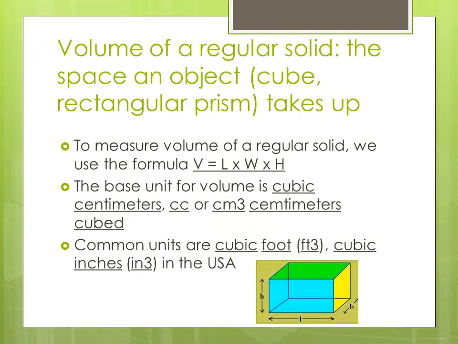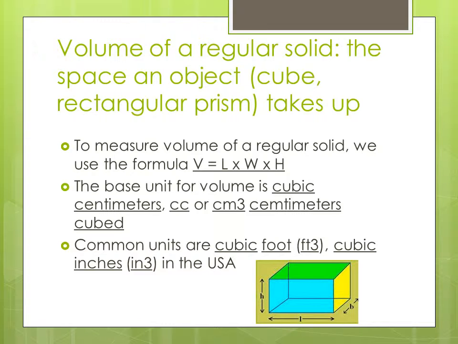Volume of a regular solid. So here's a picture of what a regular solid is. It would be like a rectangle or a cube. It wouldn't be an irregular object. A regular solid is the space an object, a cube or rectangular prism, takes up. So how much a cube or regular prism takes up.